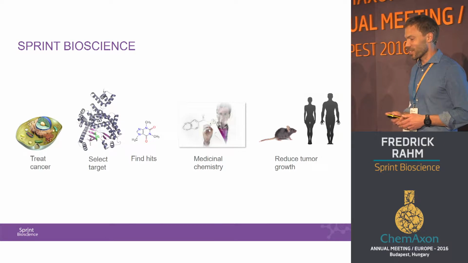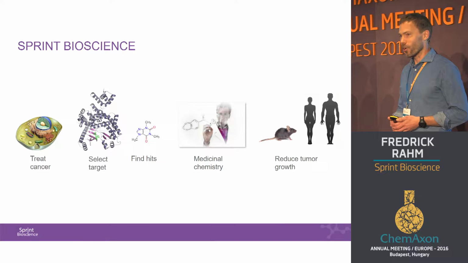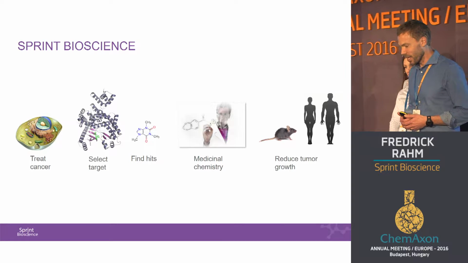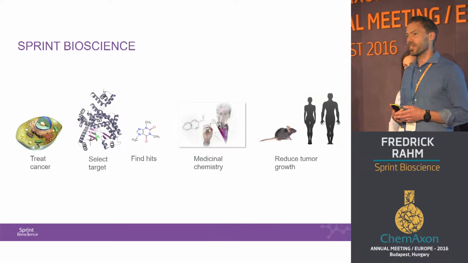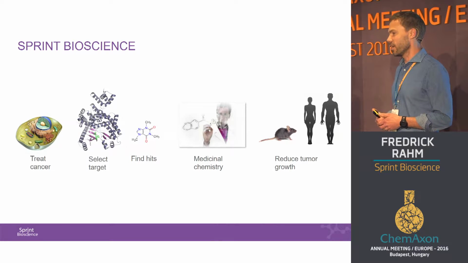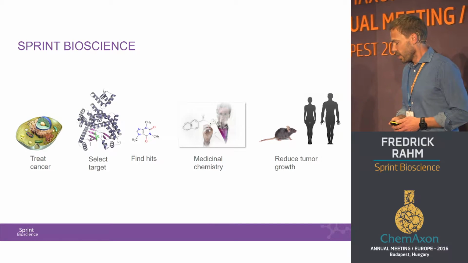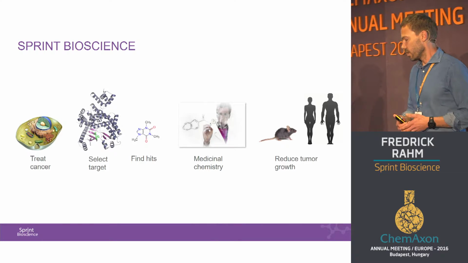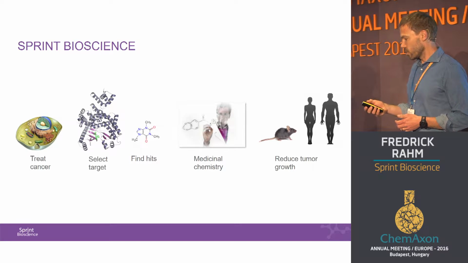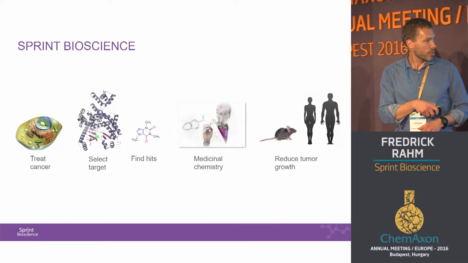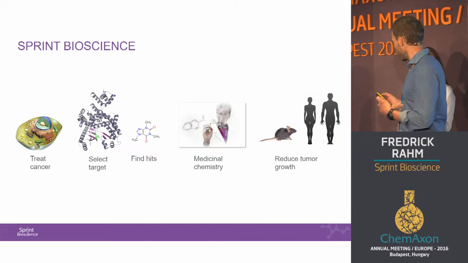So Sprint Bioscience, we're still a drug discovery company focusing on treating cancer. We work in the preclinical phase. We use fragment-based screening and structure-based design to move our projects forward. And we do that all the way to clinical testing. And the focus of today's talk is around this box, medicinal chemistry, that we call it because we're chemists.